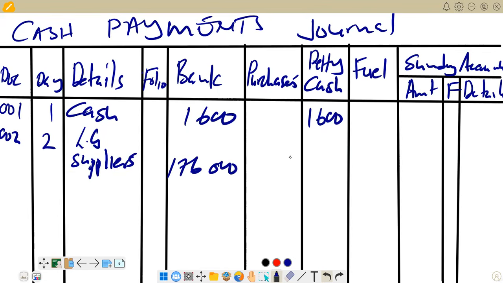And then you will see that the description we have for this amount is for purchases, remember, from LG suppliers. So we are going to put it in the column of purchases. So if you put it under one of these columns, which is purchases, petty cash and fuel, it means we are no longer going to post it under sundry accounts. So this is what we have in terms of 2. So we can go and see what we have next there.